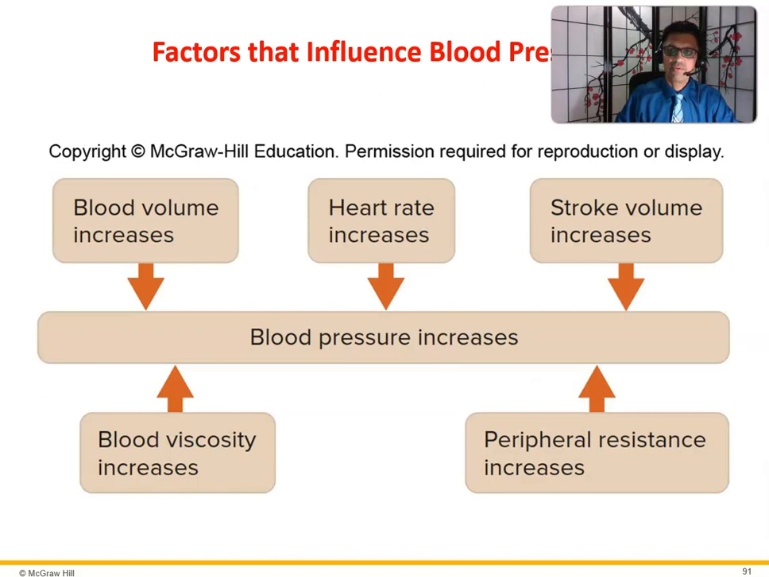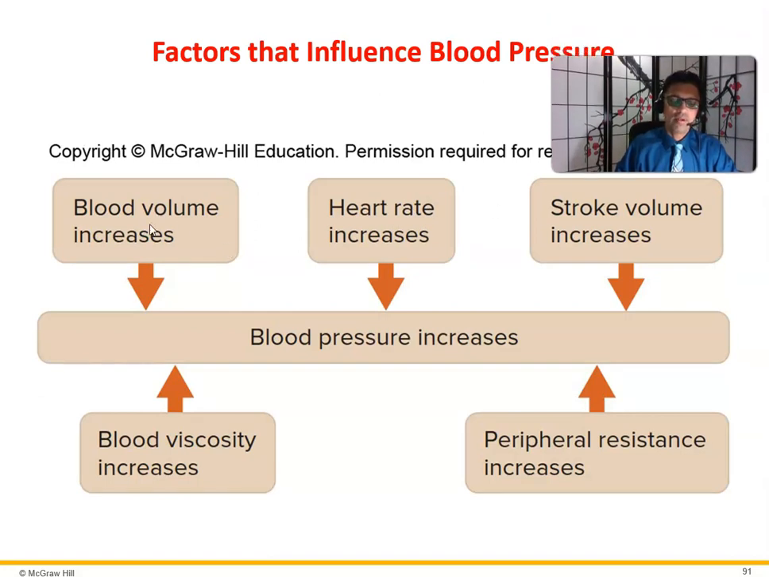So factors that influence blood pressure: if blood volume increases, for example your blood volume goes from 5 liters to 6 liters, blood pressure is going to increase. If your heart rate increases, my blood pressure is going to increase. If my stroke volume increases, my blood pressure increases. If my blood viscosity increases, my blood pressure increases. If my peripheral resistance increases, my blood pressure increases.